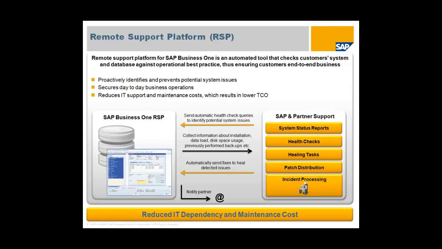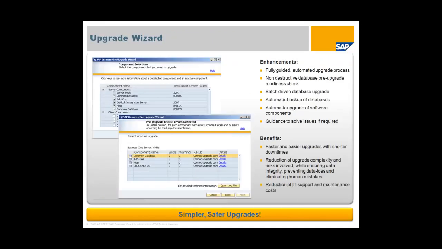Important point to note, none of this happens without your approval to the process. And of course, any of that interaction is covered by the non-disclosure agreements that are an integral part of our end-user license agreements. So what does this mean to you? It means a reduced IT dependency and a reduced maintenance cost. Couple of other areas, the upgrade wizard.